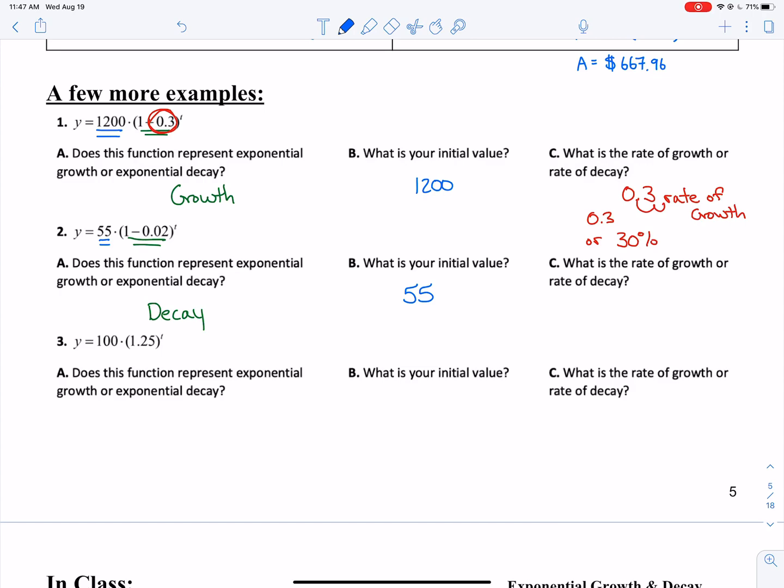And then what is the rate of growth or decay? So you pick out this number that's being added or subtracted. So it is a rate of decay, since this is a decay function. And then it's 0.02 is your rate, or you can change that back into a percentage. So move your decimal over 2 places to the right, and so it would be 2%. So 0.02 or 2% is our rate of decay.